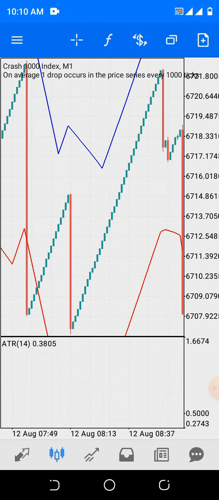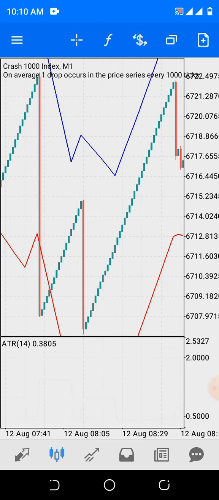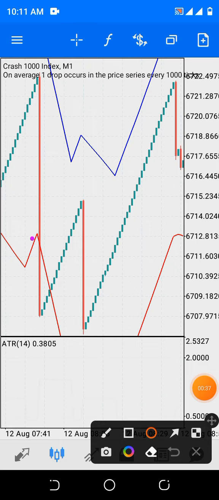Now, whenever you see the spark cross this red line, then the first green candle, once the first green candle closes, you make your entry. You buy immediately. Once the first green candle closes, you make your entry at the beginning of the second green candle. There you make your entry.